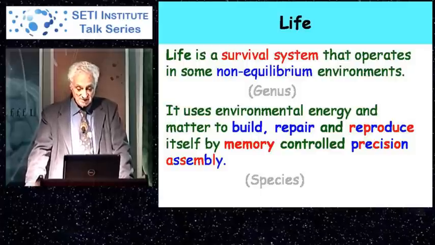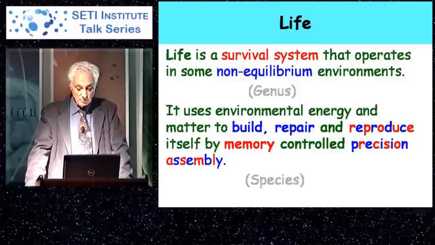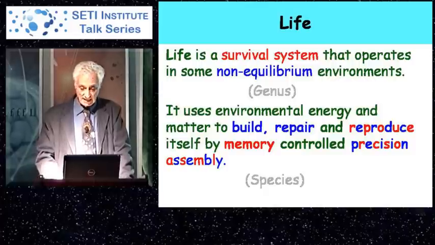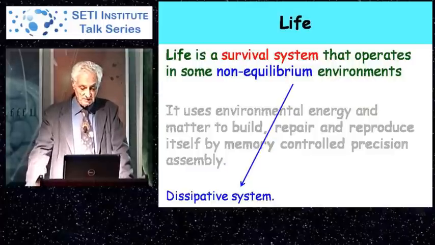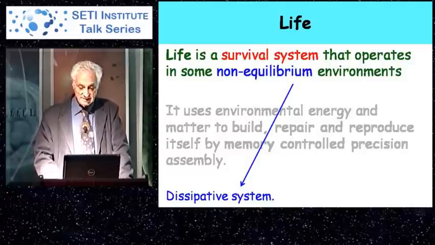Life is a survival system that operates in some non-equilibrium environment. It uses environmental energy and matter to build, repair, reproduce itself by memory-controlled precision assembly. And it goes through the bits of that. First of all, a survival system that operates in some non-equilibrium environment, that is the energy flow part, and it's what's called a dissipative system.